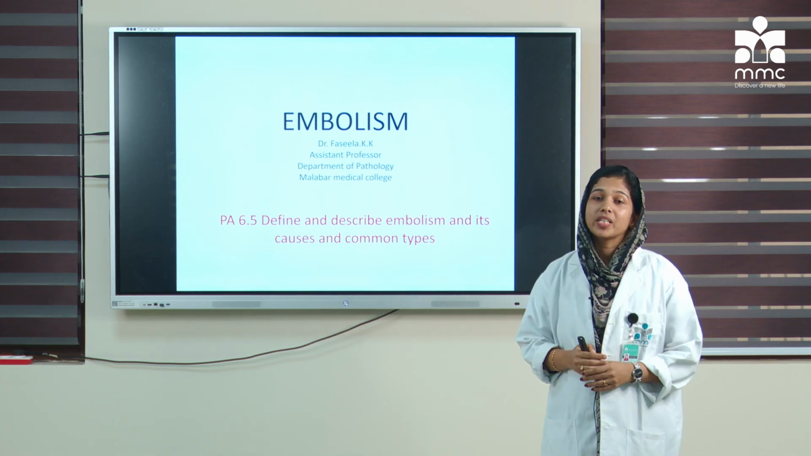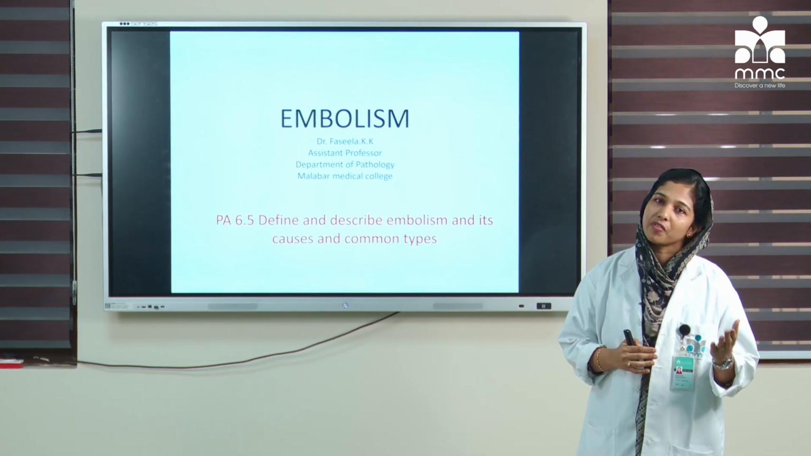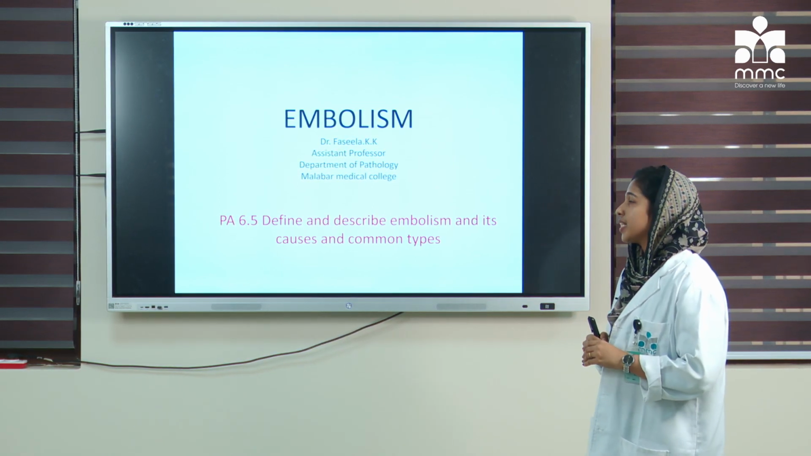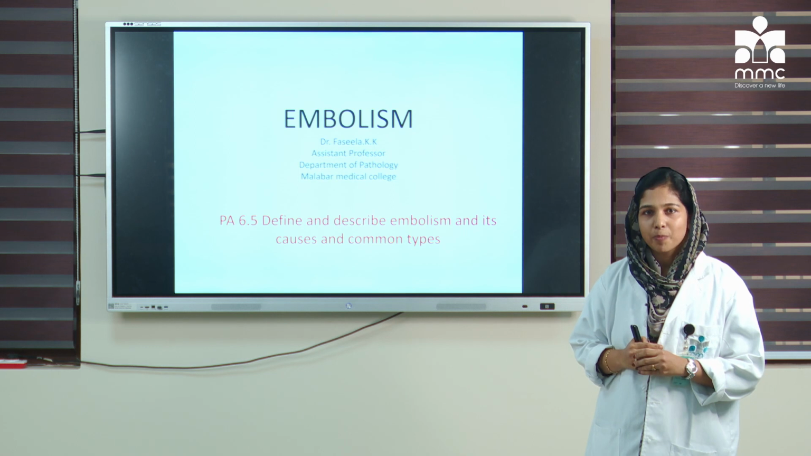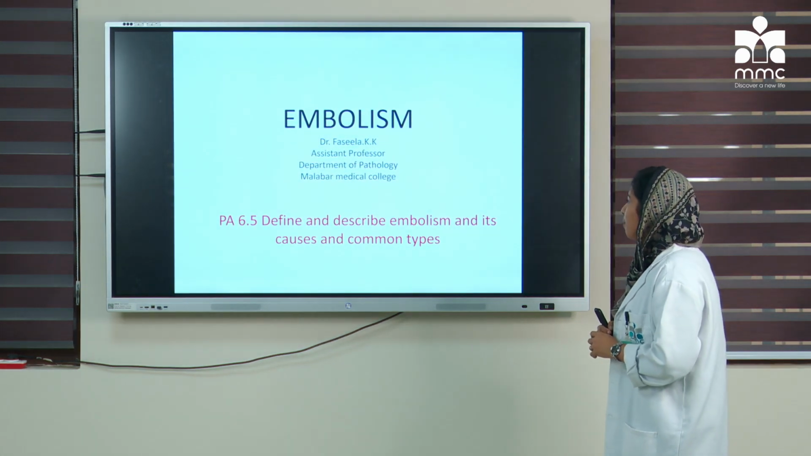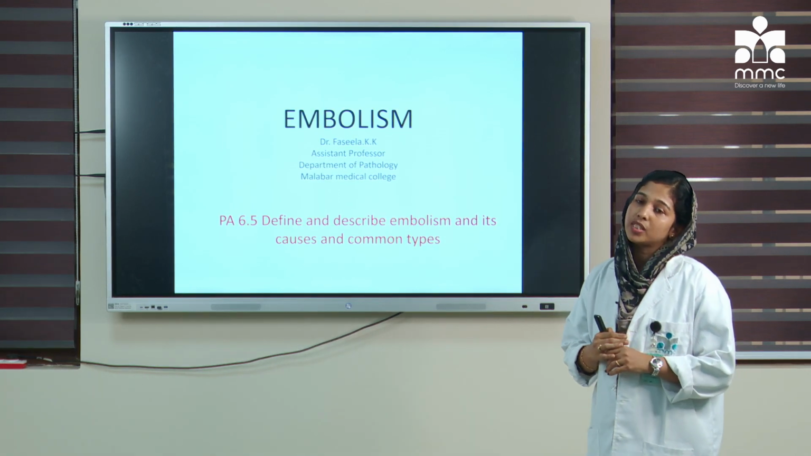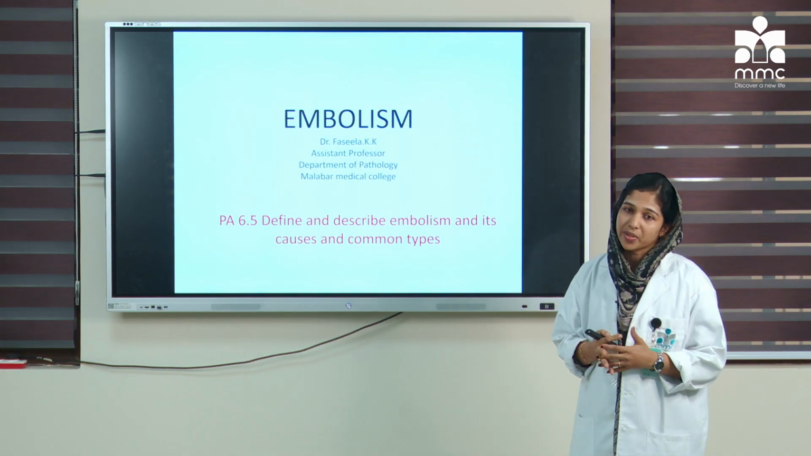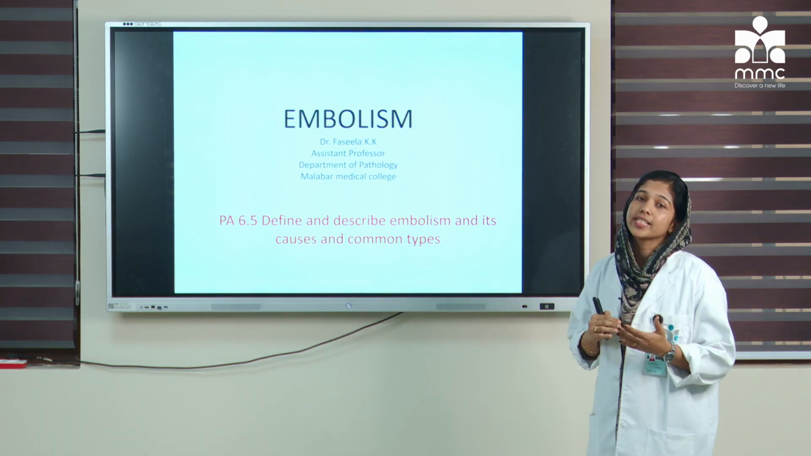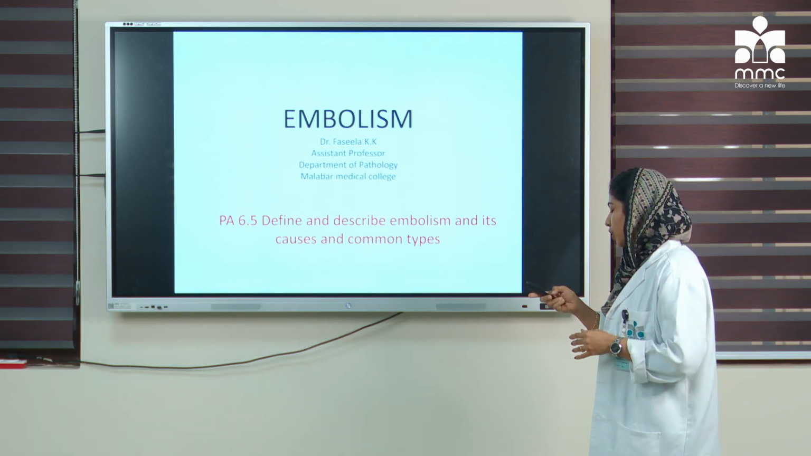In this class, I will be discussing embolism. Okay? This topic is a very important topic for you. It is actually a continuation of the previous class, that is thrombosis. So, this comes as a PA number, that is your competency number, PA 6.5, that is define and describe embolism and its causes and common types. Okay. So, this is usually asked as an essay question. Okay. Long essay question. You may also get short answers and one words from this very important topic.